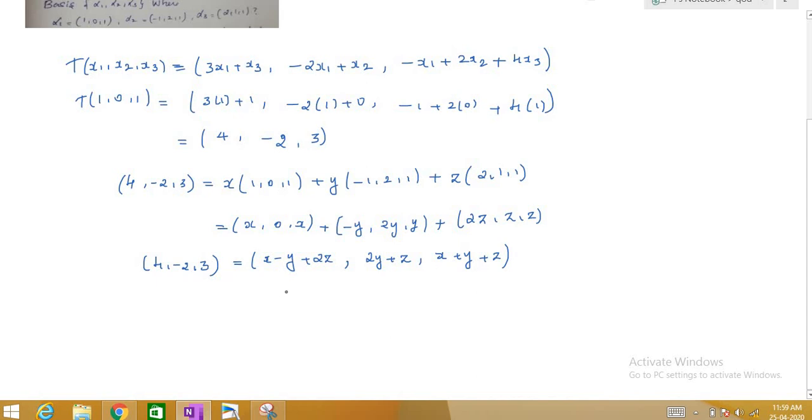You can solve these three equations to get x, y, z, but I'll give you another easy method.